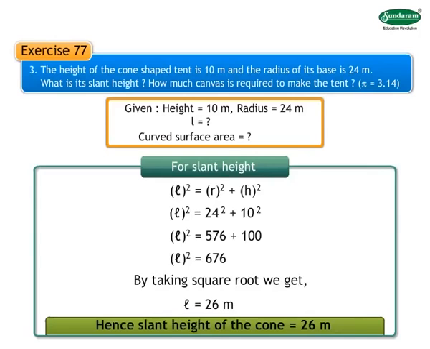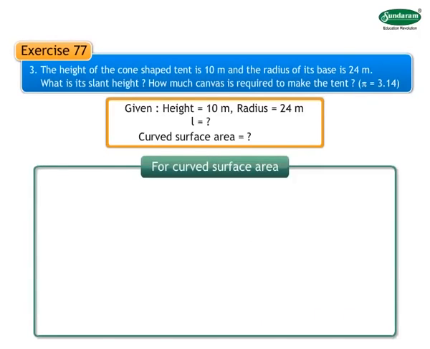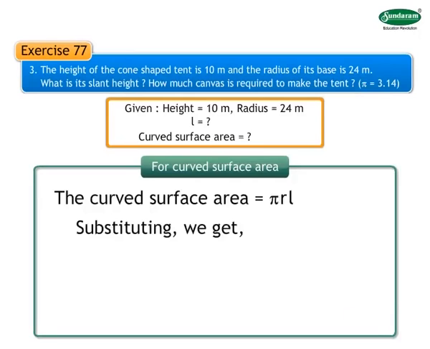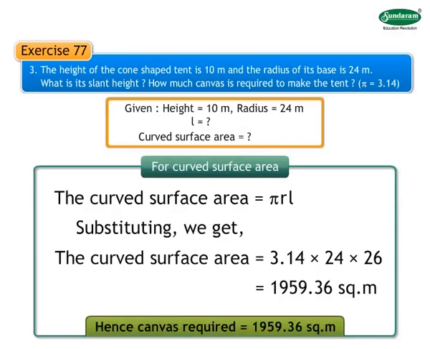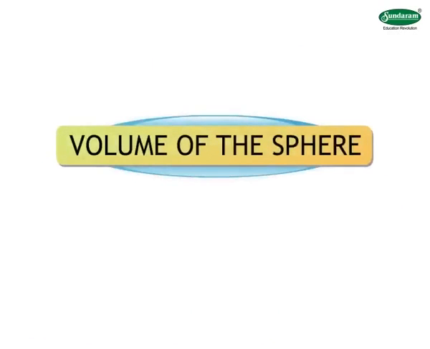Now we have to find the curved surface area. The curved surface area of a cone is equal to pi r l. Substituting, we get the curved surface area of a cone is equal to 3.14 into 24 into 26, which is equal to 1959.36 square meter. Hence, canvas required is equal to 1959.36 square meter. Now, let us learn about the volume and surface area of the sphere.